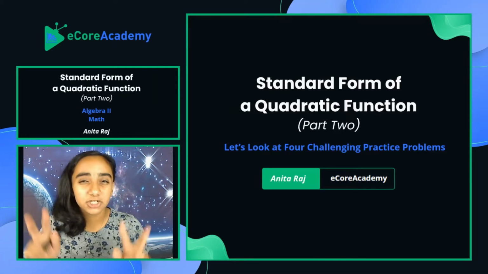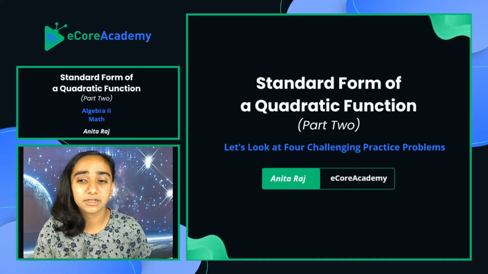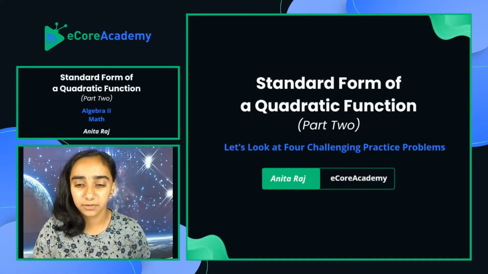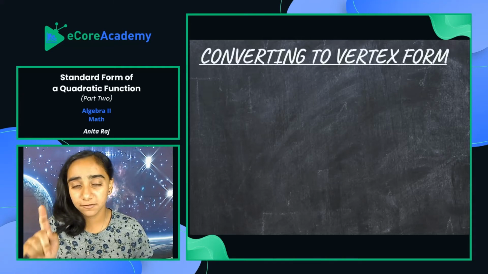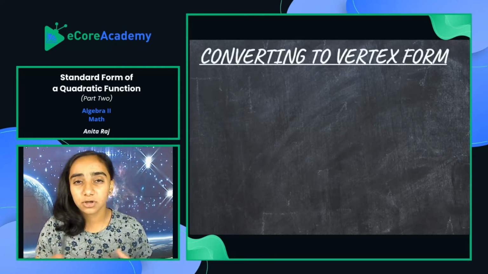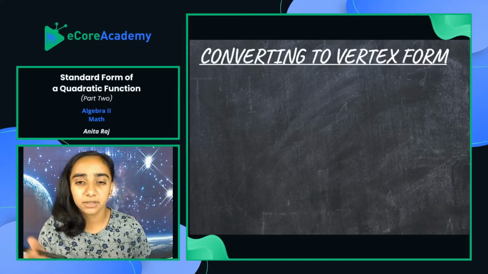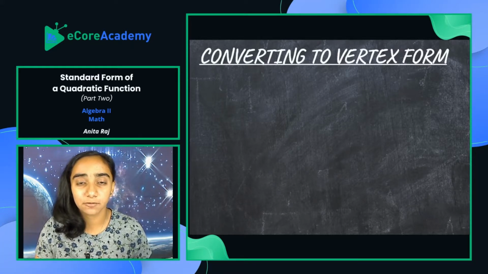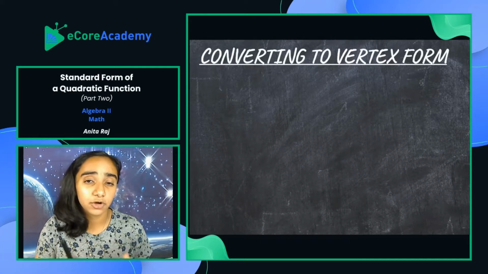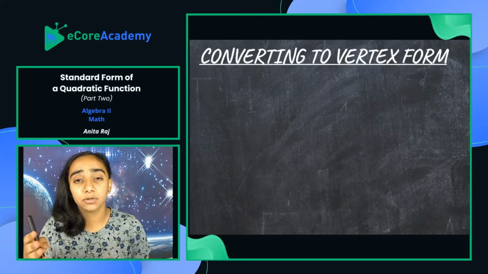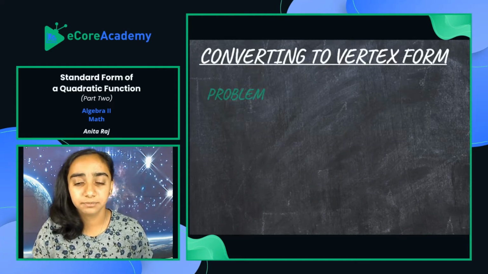Let's look at 4 challenging practice problems on standard form of a quadratic function. Okay, so let's look at the first practice problem. I'm just calling these practice problems, the titles are just the type of practice problem they are. Like in this case, it says converting to vertex form. So in this practice problem, as you can probably tell, we're going to be given standard form, and we're going to be asked to convert it to vertex form. So let's look at the problem.